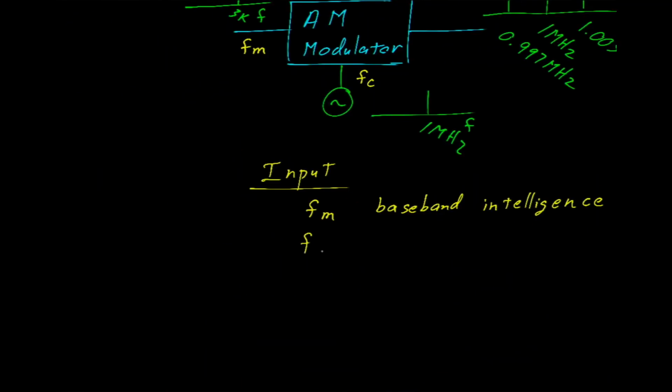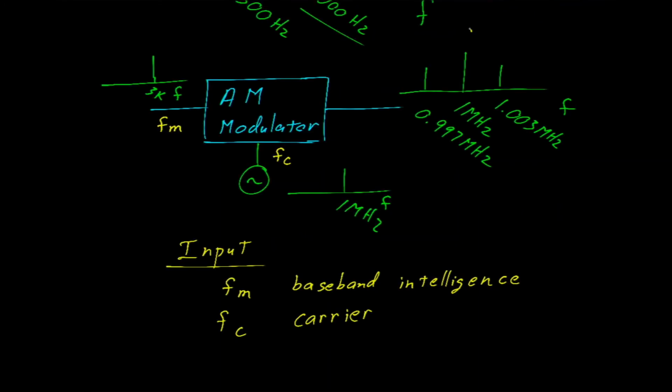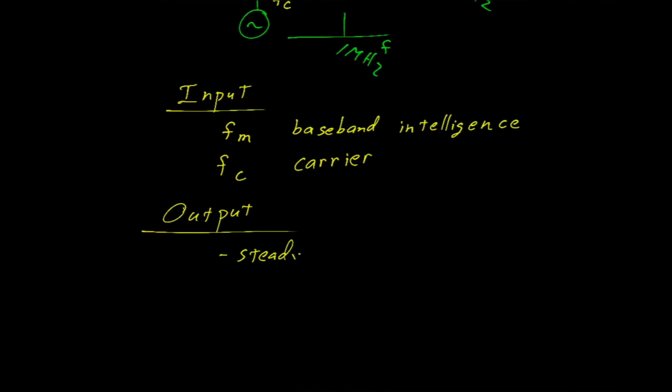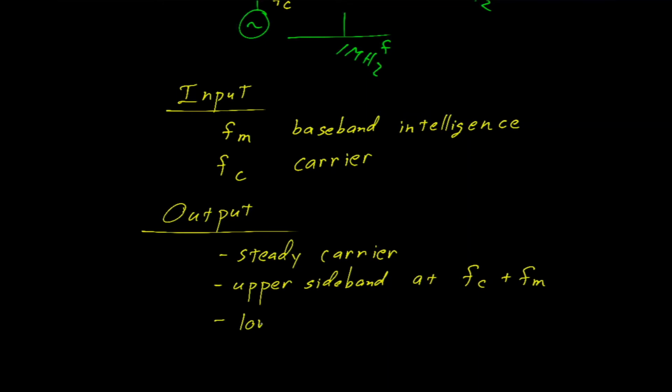The frequency of the carrier. And carrier is a pretty good word because it is the carrier frequency, this FC, that's used to carry the intelligence. By the way, this is FC plus FM. This is FC minus FM. So transmitter outputs for AM, we have a steady carrier. We have the upper sideband, and that occurs at the frequency of the carrier plus the modulating frequency and the lower sideband.